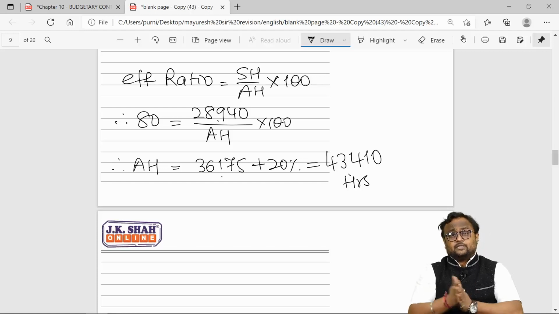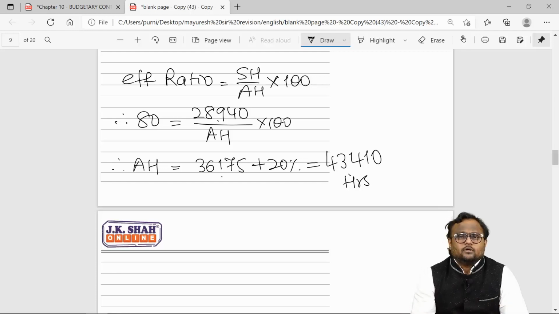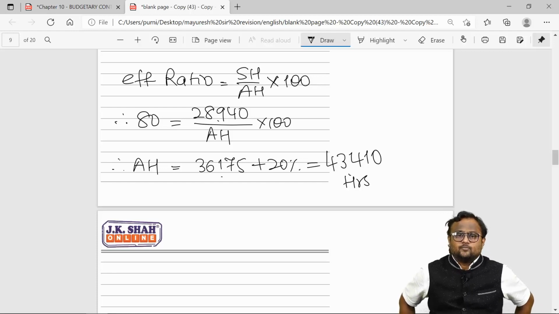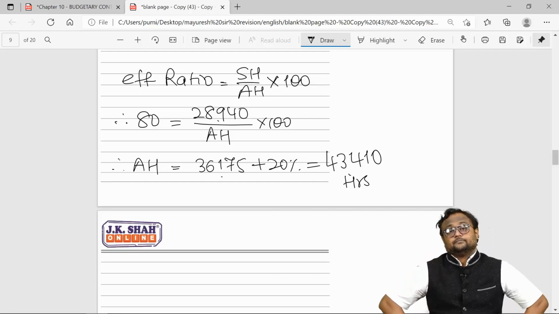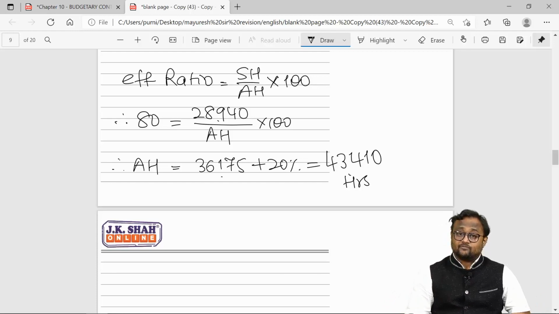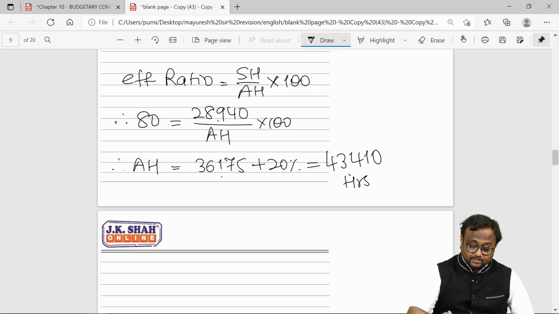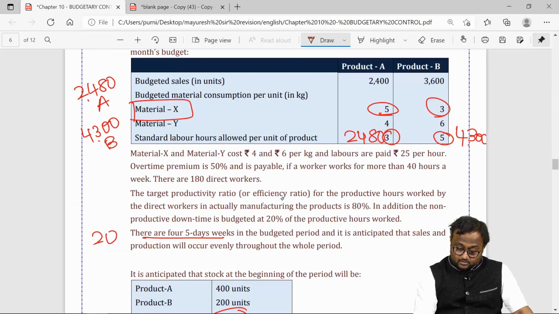Efficiency ratio is 80%, that means definitely the team is inefficient and must be taking more time than what is prescribed. So naturally standard hours must be lesser than actual hours. This is what we are supposed to do. Whenever hours are considered as a base, formula is standard hours upon actual hours into 100. Whenever you consider output as a base, then it is actual output upon standard output into 100. It is hours. Okay, so actual hours are 36,175. Question only says that there is a 20% downtime. 20% extra time will be given on productive hours worked.